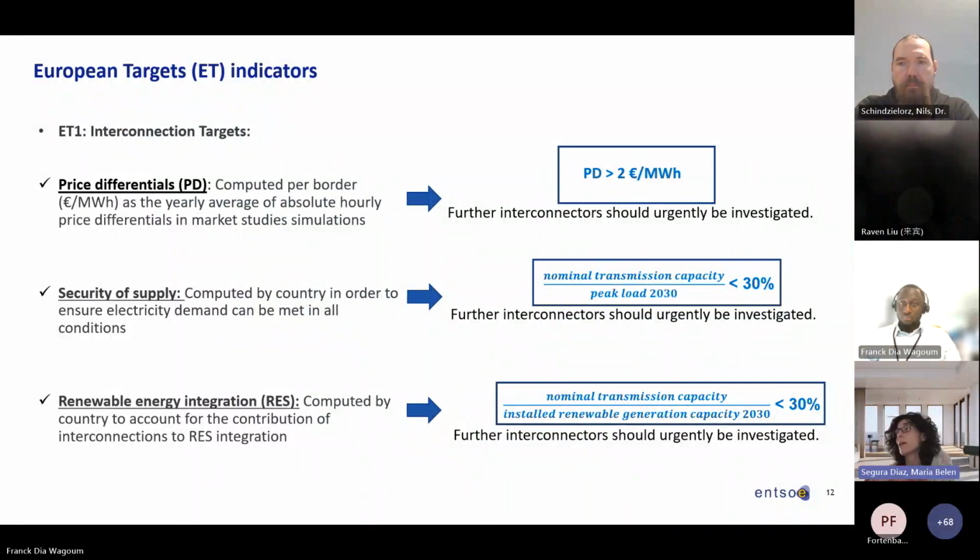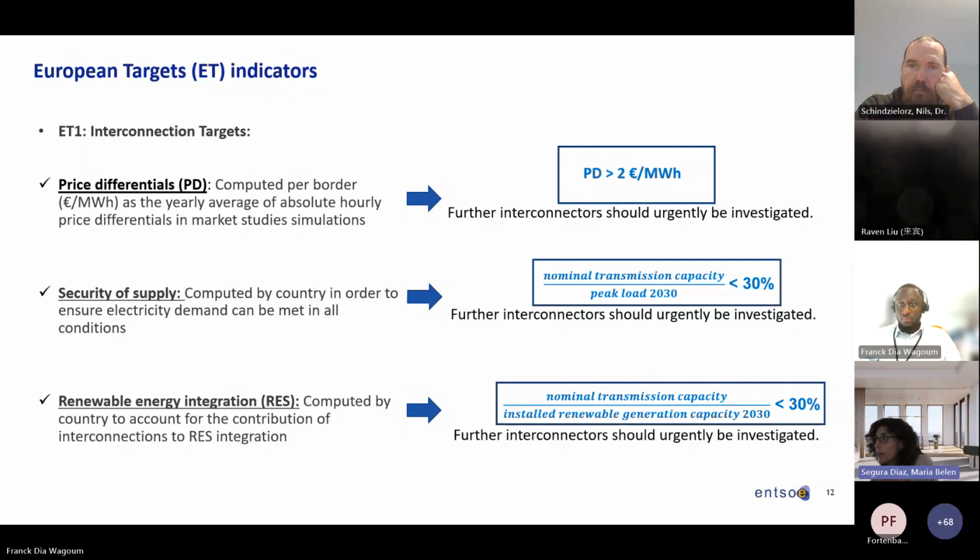This expert group established a recommendation and to compute that 15%. So more or less, through these three indicators, the price differential, security of supply, and renewable energy integration, whenever the price differential is below and the other two are above the established thresholds, it means that this 15% ratio will be accomplished.